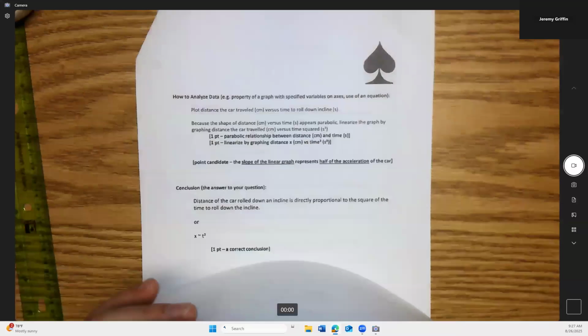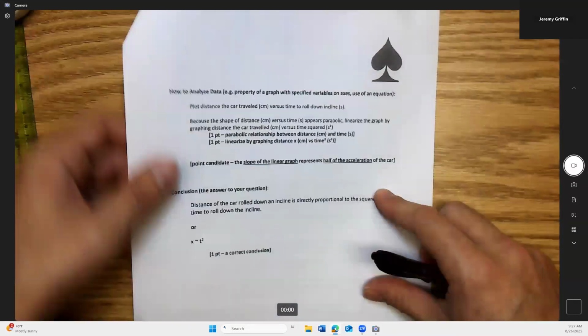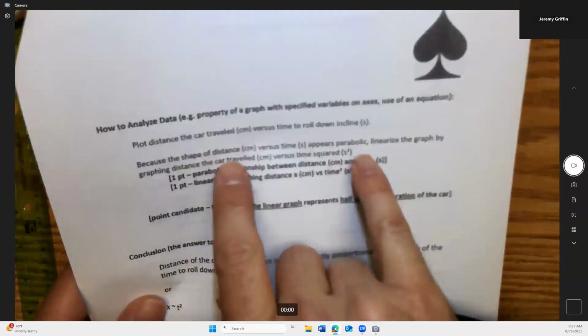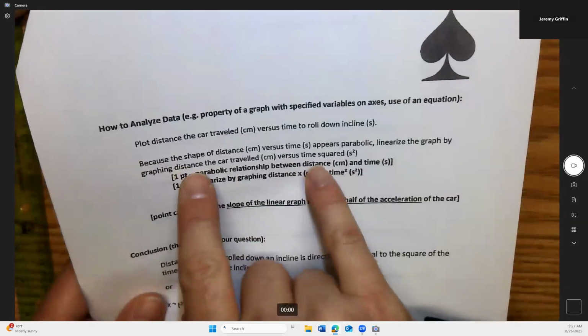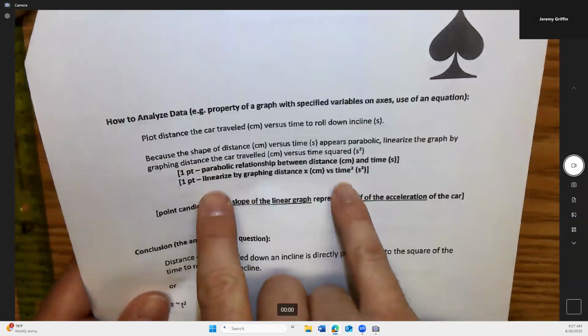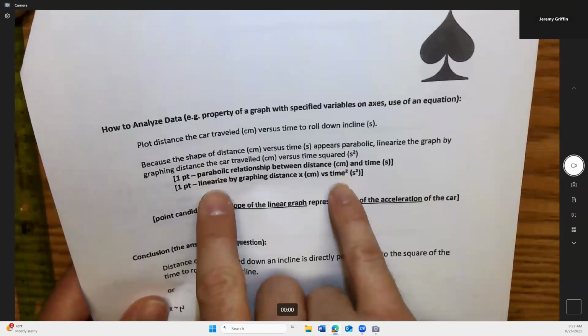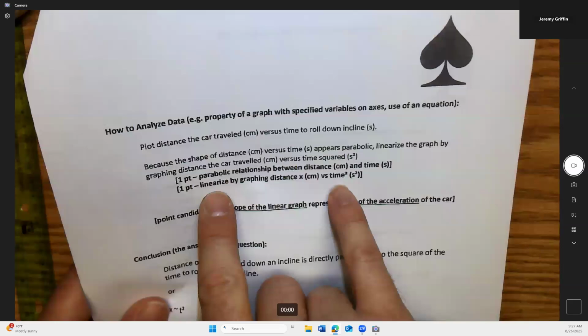Distance versus time squared, you can very easily create a linear equation out of that. So is that what I said? Because the shape of distance versus time appears parabolic, linearize the graph by graphing distance versus time squared. And I would get a point for each one of those. Distance versus time gets a point. Distance versus time squared, which linearizes the graph, makes another point.